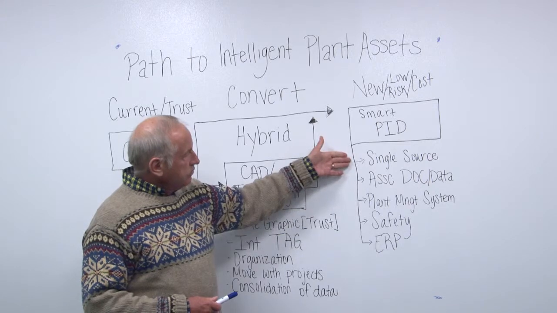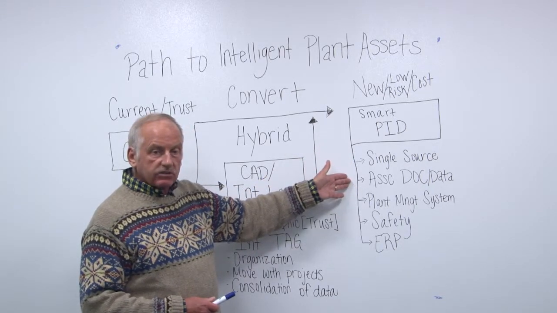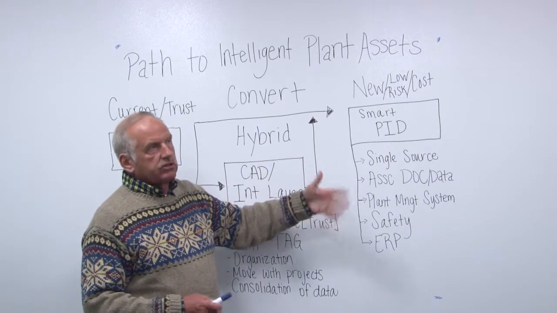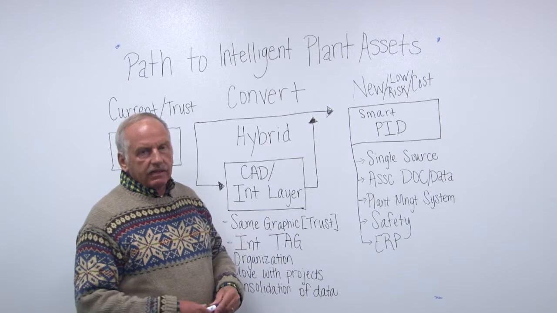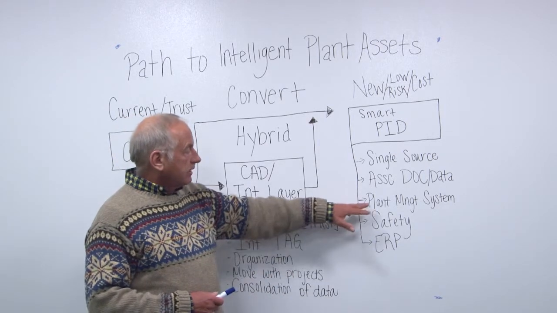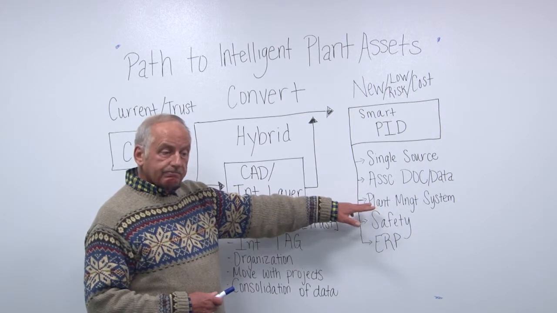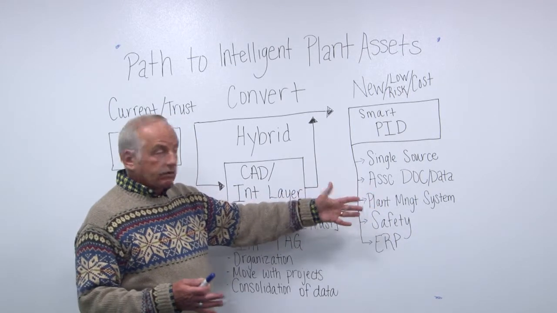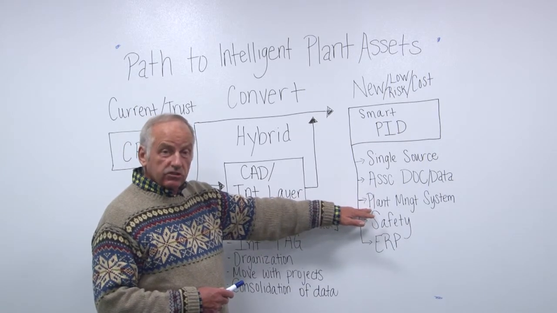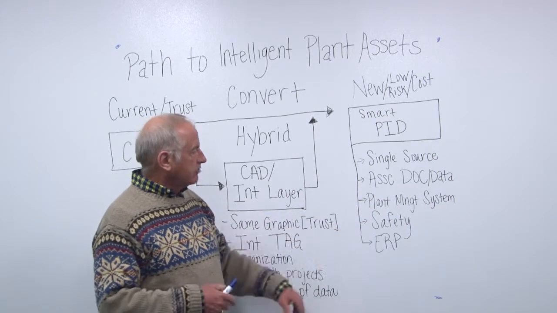Now you want to move to this because there's a single source, and like I said, you can associate the related documents to the intelligent items. So for instance, if you have an instrument on the P&ID, you can link a vendor document to that. You can use the plant management system to manage the breakdown structure, but you can also manage the versions and changes. Of course, that's very important, that you can compare versions. You need to know what has changed.